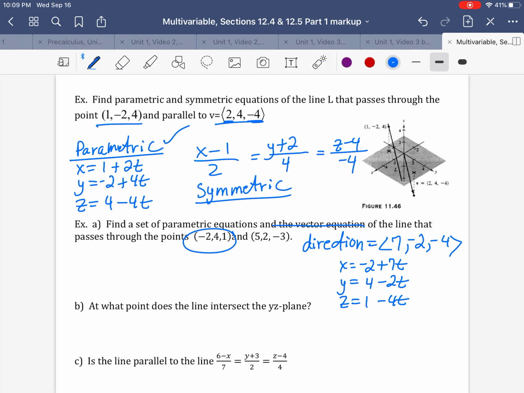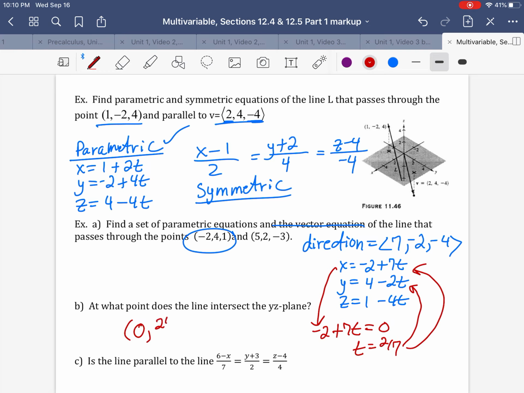So if I'm on the YZ plane, that implies that this x is equal to 0. So guess what? Negative 2 plus 7t has to equal 0. Then if I solve that, t would be 2/7. So at what point does this line intersect the YZ plane? Like we said, x would be 0, because if I plug 2/7 into this, I get 0, right? And then I keep plugging in 2/7. So 4 minus 2 times 2/7, now I'm plugging it into here. So that would be 4 minus 4/7, so that would be 24/7.